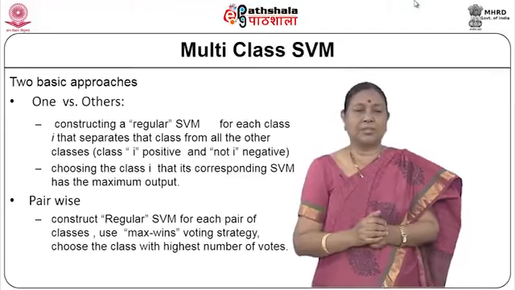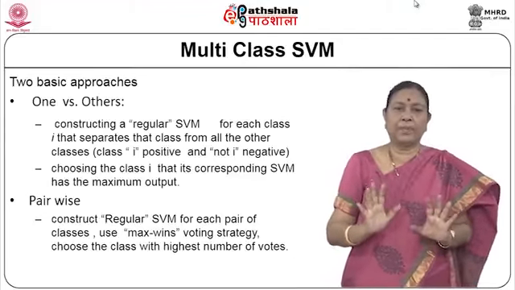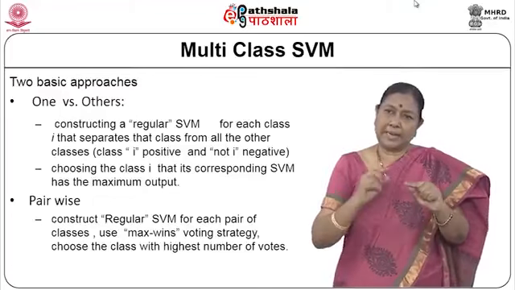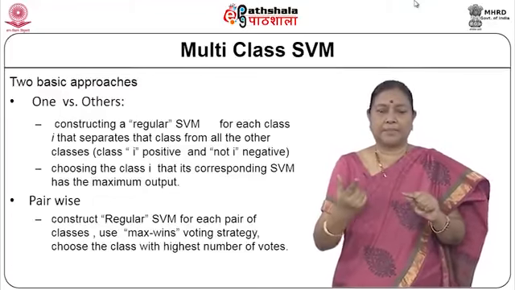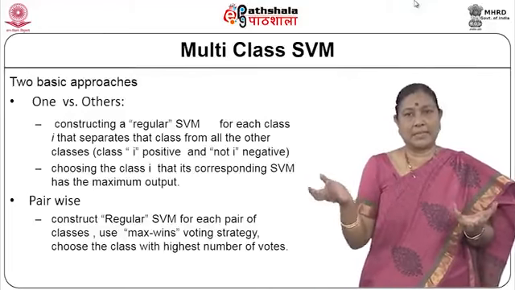There are two basic approaches to this. One is one versus others. You construct a regular SVM for each class that separates that class from all other classes. For that, you take that class as positive and all other classes as negative.